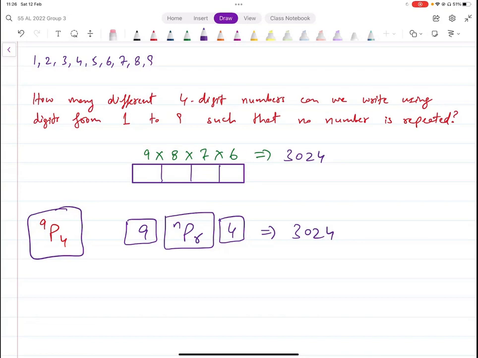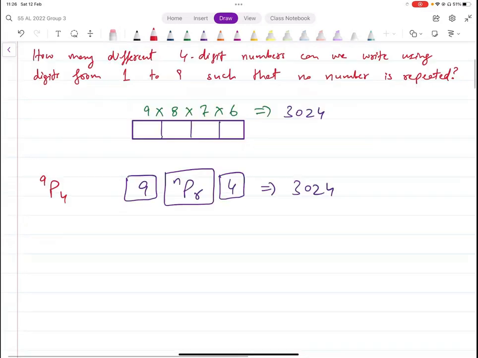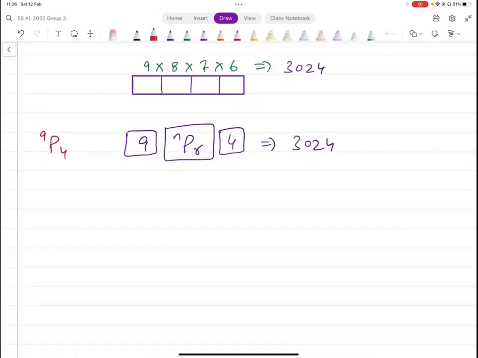Now, what does this notation mean? We have a function here. It's a function of permutation. It's written like this, nPr, and it's evaluated like this: n factorial divided by (n minus r) factorial. This is how it is evaluated.